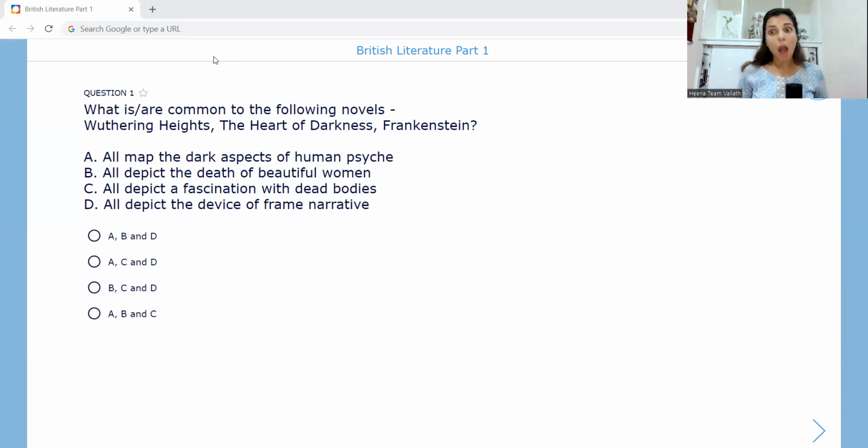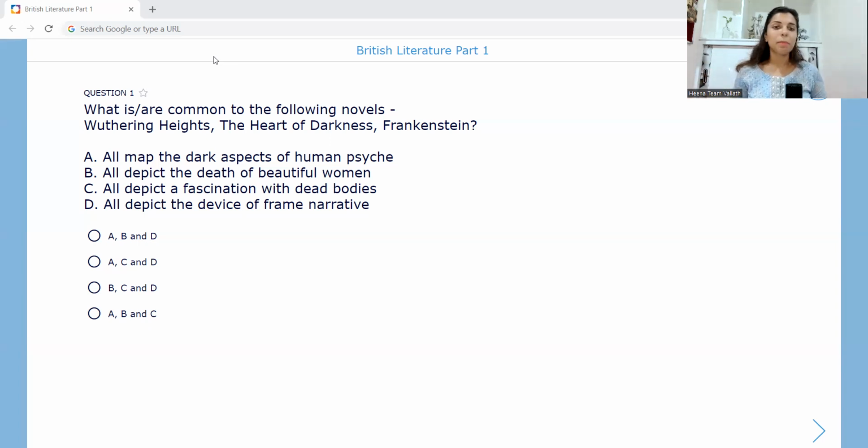What is or are common to the following novels? Wuthering Heights, The Heart of Darkness, and Frankenstein. What is common in all these novels? Tell me. A. All map the dark aspects of human psyche. Correct. B. All depict the death of beautiful women. I don't think so. So let's keep B aside.